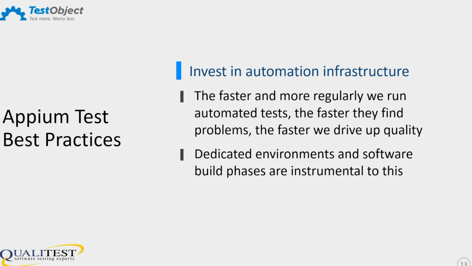When you're writing Appium tests, you need to make sure you invest in your automation infrastructure. Appium testing is designed primarily for work on physical devices with local development machines. You need to give your developers the ability to run their tests. They need to have the phones near them, the development toolkits near them, and make sure that all of their tests are perfect on their local machine before they check them into things like shared environments or shared test runs where they might affect other people. The faster and more regularly we can get our automated tests running, the faster we're going to find the problems, the faster we drive up the quality. To do any of this, you need dedicated test environments.